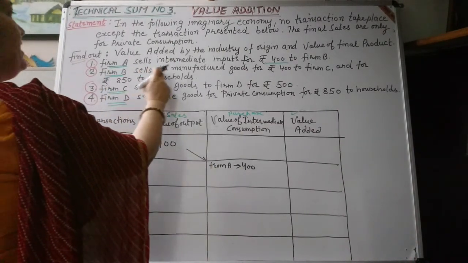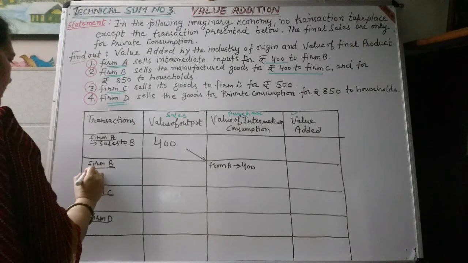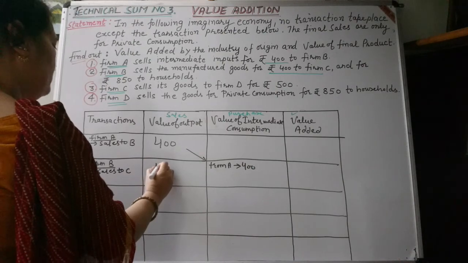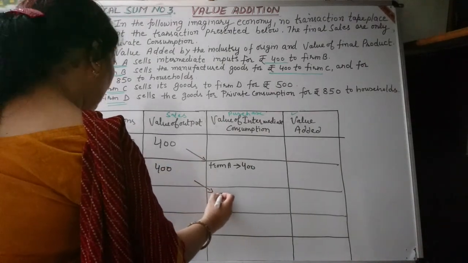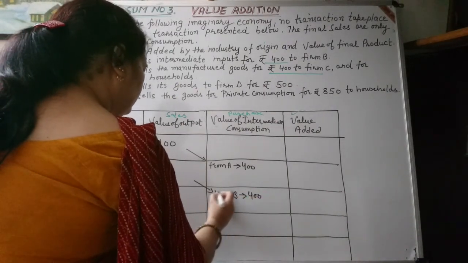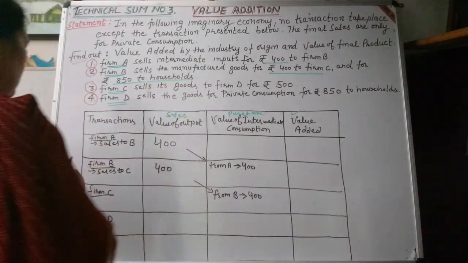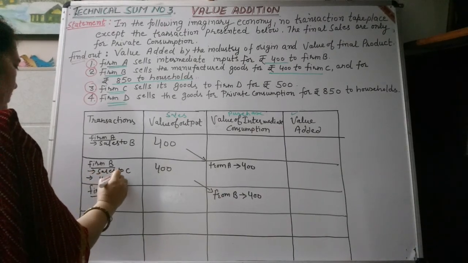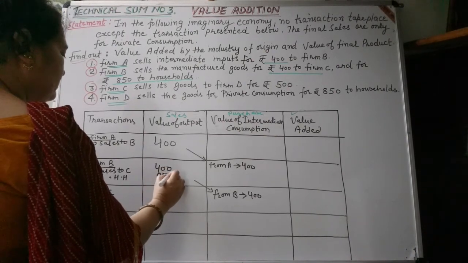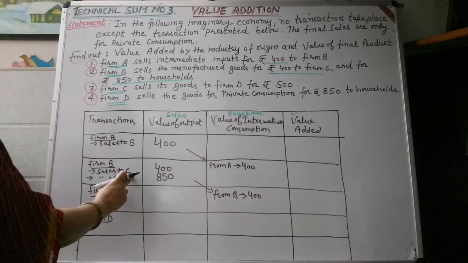Next, firm B sells the manufactured goods worth rupees 400 to C. Firm B sales to C goods worth rupees 400. It means firm C purchases from B worth rupees 400. And for rupees 850 to households, firm B also sells to households goods worth rupees 850. So there will be no account of households because it is final consumption for them.